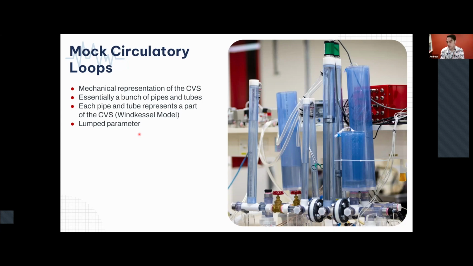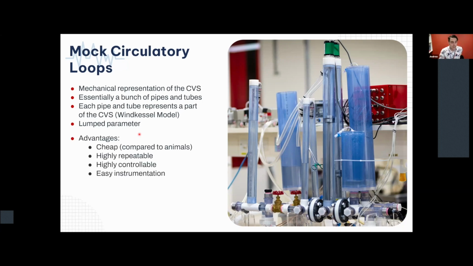So the types of things we reproduce are the compliance, resistance. We'll talk about them together. But essentially what this does is allow us to group a bunch of things together to be able to simulate them physically. Advantages of a mock loop is it's cheap compared to animals.